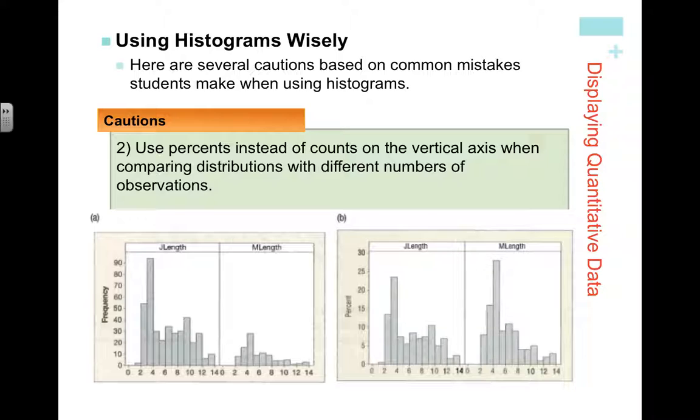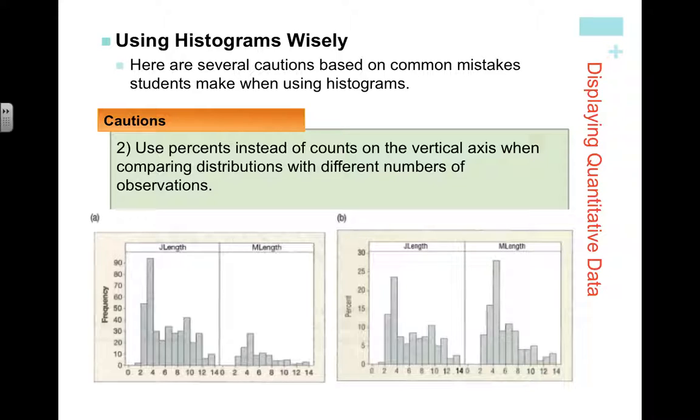Another big thing would be to use percents instead of counts on the vertical axis when comparing distributions with different numbers of observations. This goes along with these two graphs. Mary was interested in comparing the reading levels of a medical journal and an airline magazine. She counted the number of letters in the first 400 words of an article in the medical journal and of the first 100 words of an article in the airline magazine. So here are two histograms below.